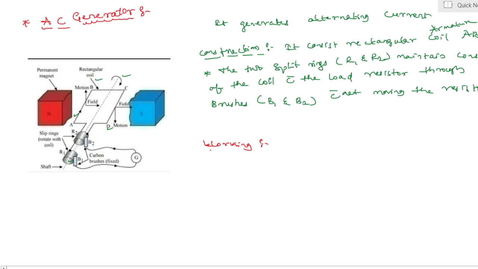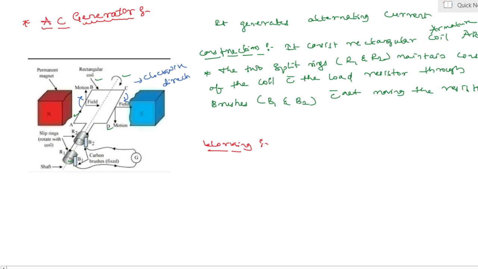Working model of an AC generator. The coil rotates, and the two rings attached with it also rotate. The brushes B1 and B2 maintain contact with the rotating rings R1 and R2 when the coil starts rotating, with arm AB moving up and CD moving down. Yes, my dear students, it means which direction? Clockwise direction.